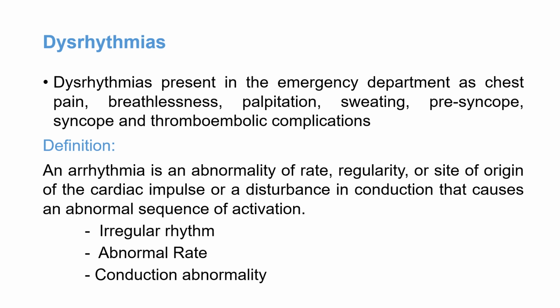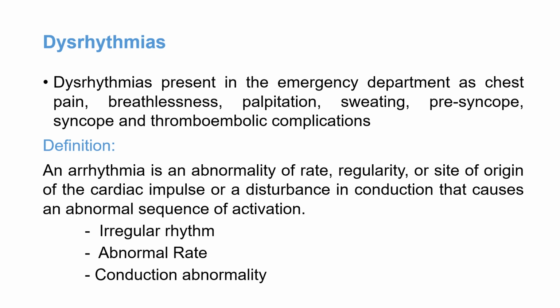Definition: an arrhythmia is an abnormality of rate, regularity, or site of origin of the cardiac impulse, or a disturbance in conduction that causes an abnormal sequence of activation. So there may be an irregular rhythm, abnormal rate, or conduction abnormality. Normal rhythm we will call sinus rhythm.